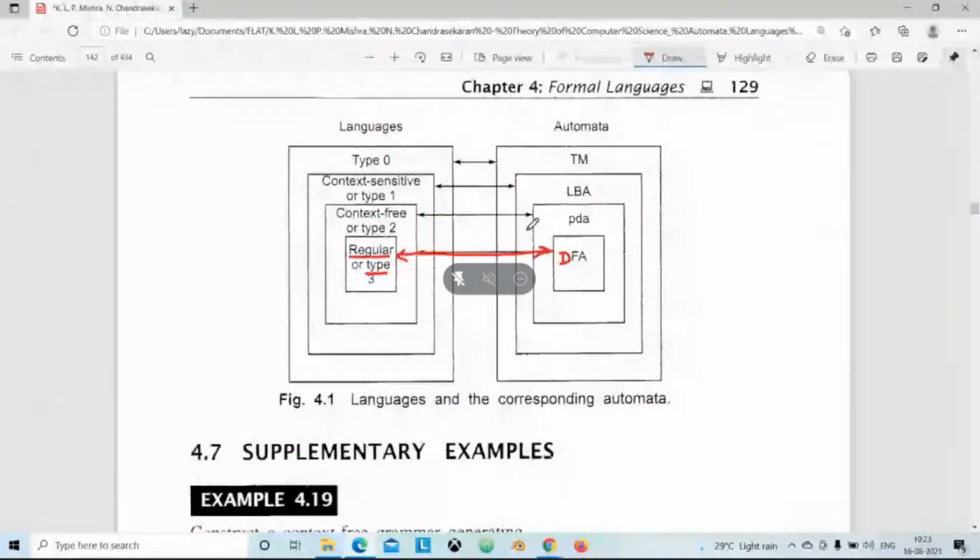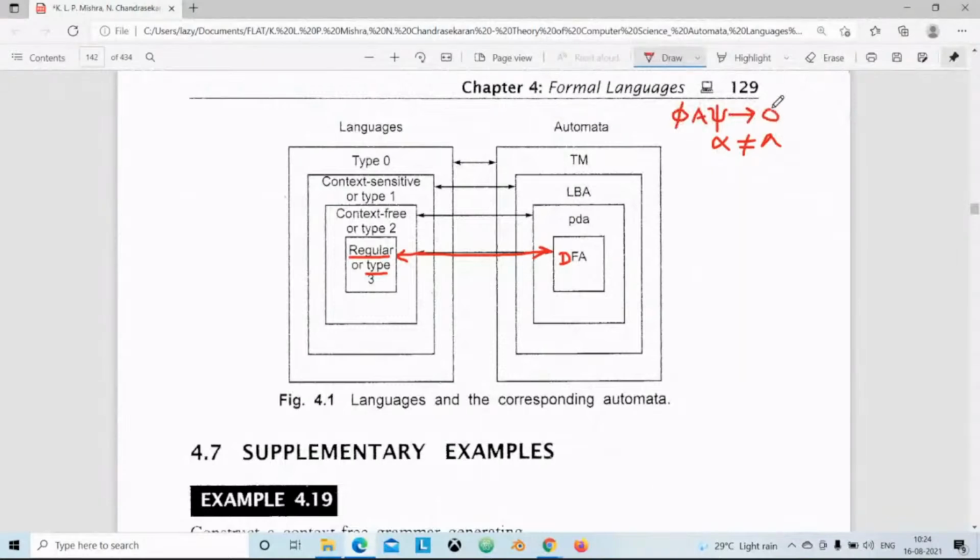Alpha cannot be equal to empty. Okay, variable cannot be raised. This is type 1, where the production is of the form phi A xi implies phi alpha xi. Okay, so this is your type 1, that is your context sensitive. You have to remember this. This is type 1. What is type 2?